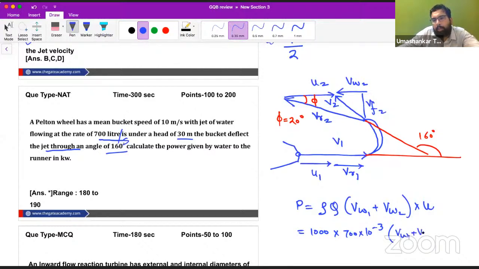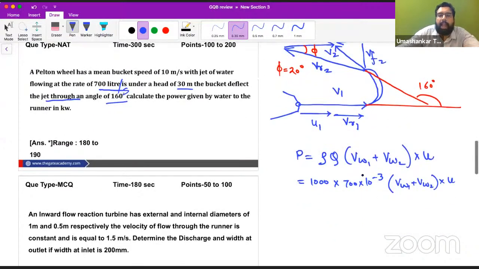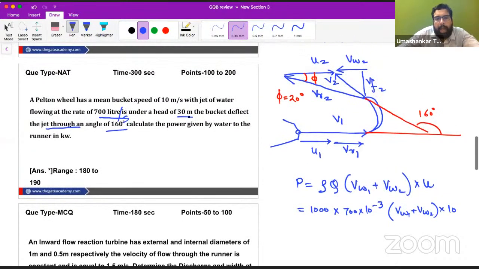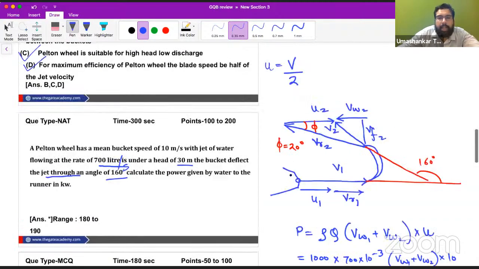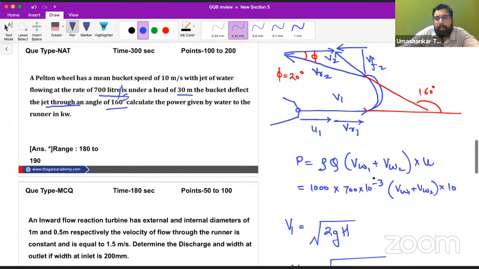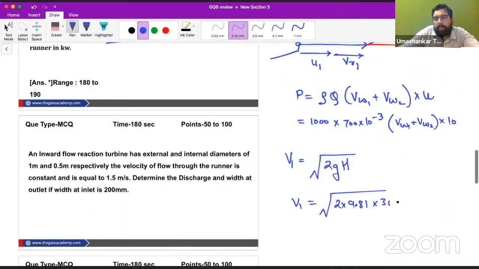So to solve this question, we can find the value of U. Sorry, U is given already. This is 10. So we can find the value of VW1 and VW2 and we'll be fine. H is given, so we very well know that in case of Pelton wheel, we can use this formula to find the velocity. V1 is root over 2gh. So 2 into 9.81, and H is given to be 30 meters.